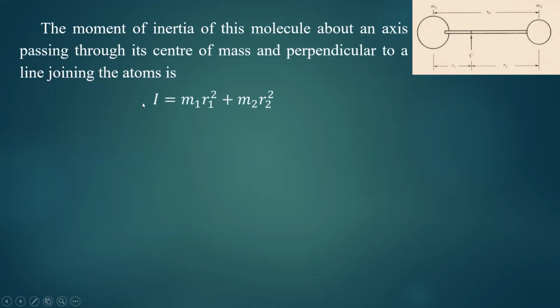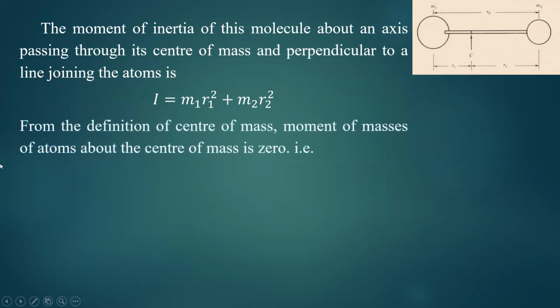So the total moment of inertia will be equal to the moment of inertia of the first atom plus the moment of inertia of the second atom. The moment of inertia of the first atom about the center of mass is m1 r1 square, and for the second atom, it is m2 r2 square. It is mass into distance square, where distance should be the distance from the axis of rotation. Since the axis passes through the center of mass, the distance of the first atom from the center of mass is r1, and the distance of the second atom is r2. So total moment of inertia I will be equal to m1 r1 square plus m2 r2 square.